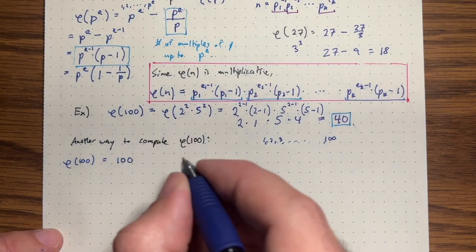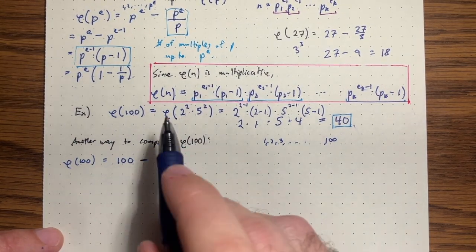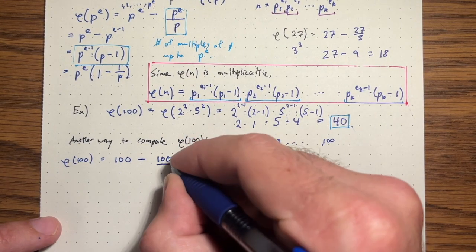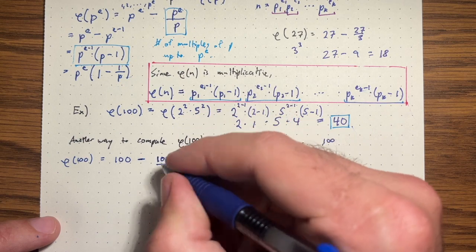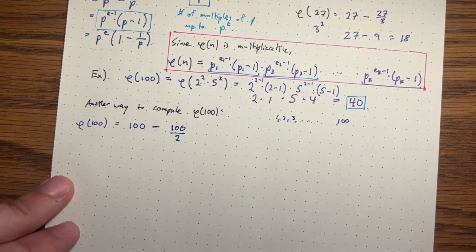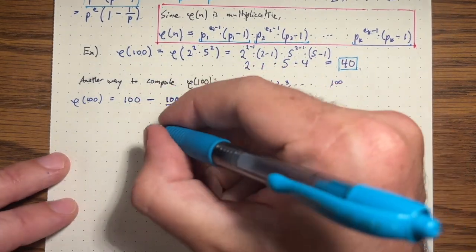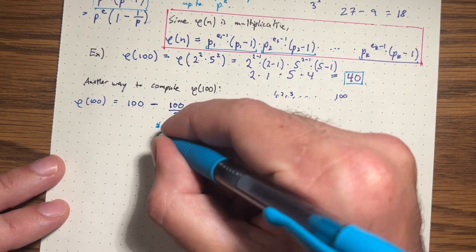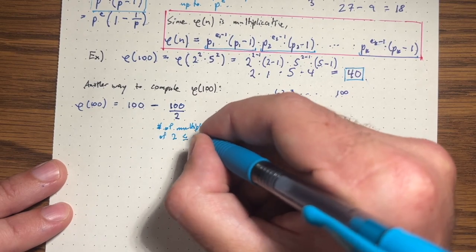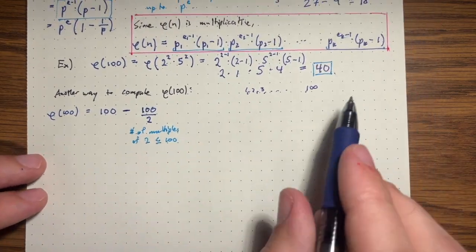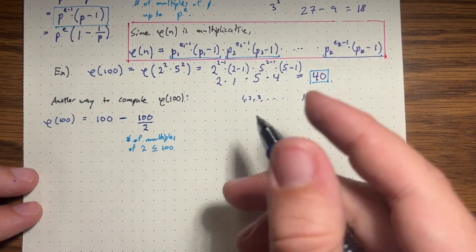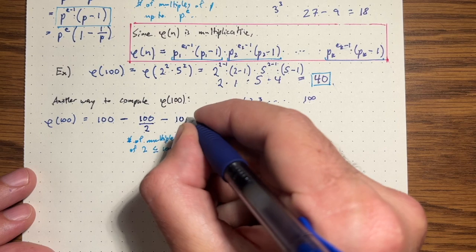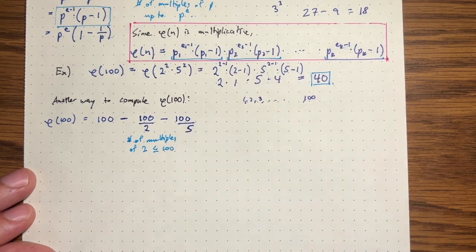I have to be a little careful, but let's cross out the multiples of 2. How many of those are there? Wouldn't it just be 100 divided by 2, so 50 multiples of 2? This is the number of multiples of 2 less than or equal to 100. That includes crossing out 100 itself, so you don't have to worry about me including the 100. And then this is going to be the number of multiples of 5.